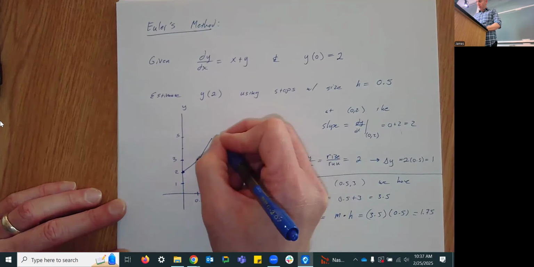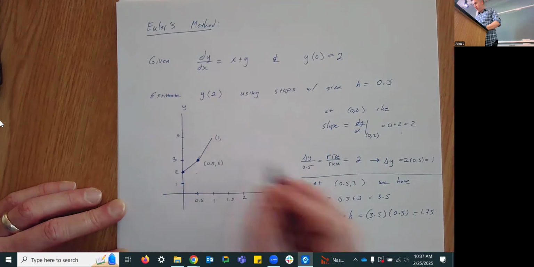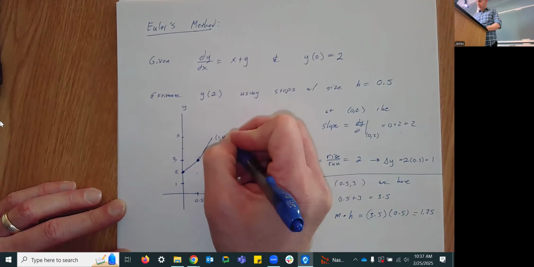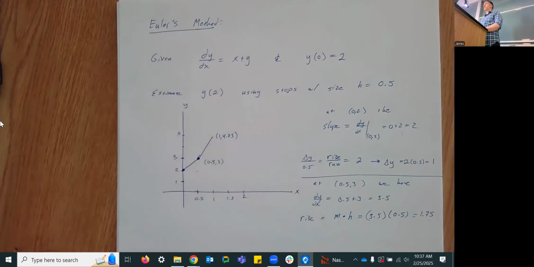So now we're at the point 1 comma 3 plus 1.75 is 4.75. That's the idea that we're doing here. And then we just keep doing this until you get to the right y value. Now, the way I'm doing it here is kind of messy. Let's make it a little bit more tabular. So I would usually make this into a table.